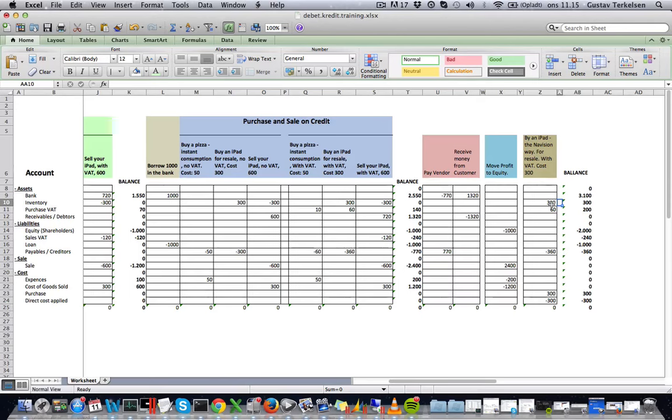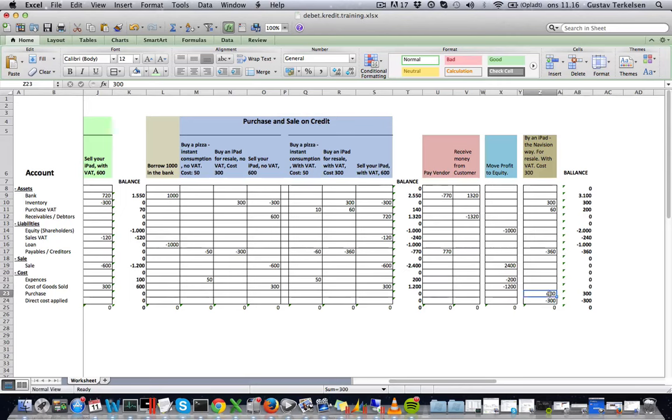So we actually end in the same place as when we did it over here. We end with 300 on our inventory. We end with 60 on our purchase VAT account here. And we end with 360 on our payables. But we also get these two extra entries down here.